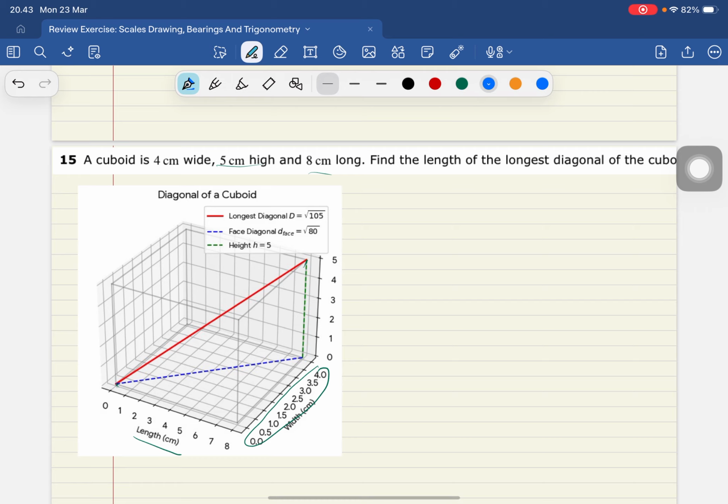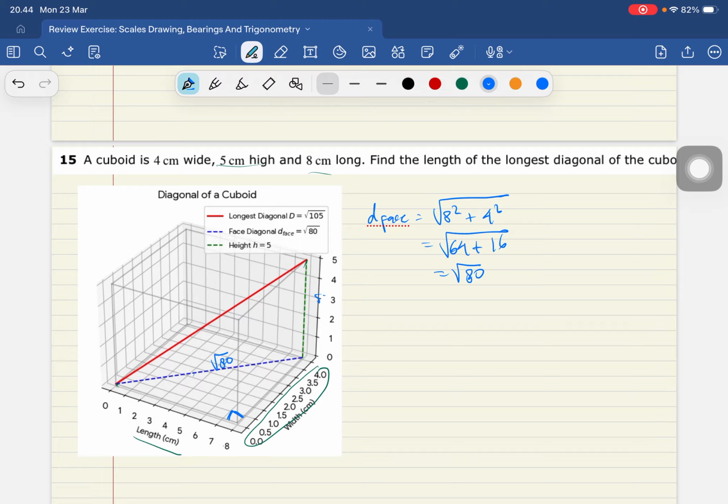As this is a right angle, this is 8 and 4, so we can use the Pythagoras theorem for the diagonal of the face. So we got the length, which is 8 squared plus 4 squared. So it's gonna be 64 plus 16, which is equal to square root of 80. Okay, so the face diagonal is square root of 80. The height is 5.